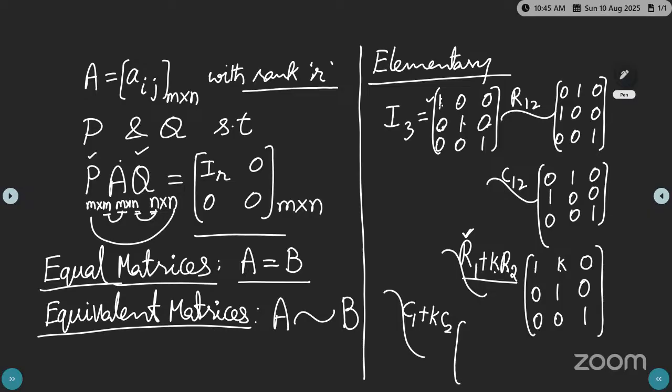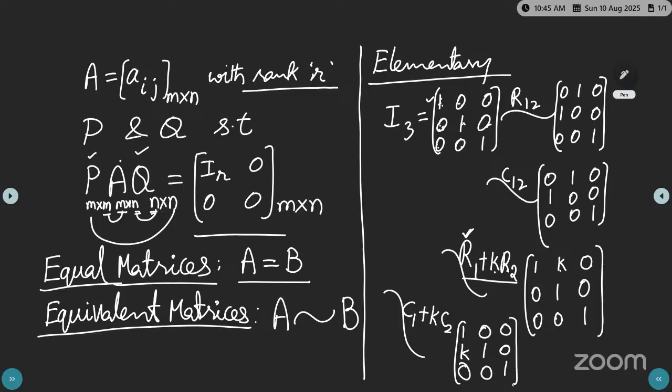C1 plus K into C2. K0 plus 1, 1. K plus 0, K. It is 0. What is next? 0, 1, 0, 0, 0, 1. This one, this one, this one, this one, all are elementary matrices. What are elementary matrices now?